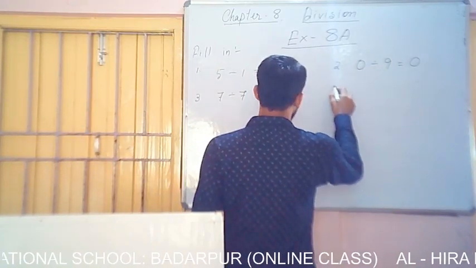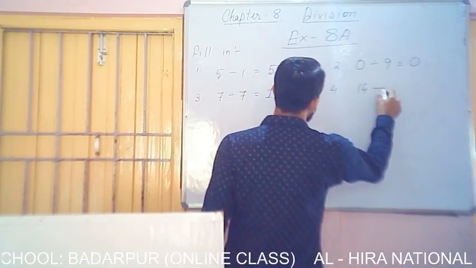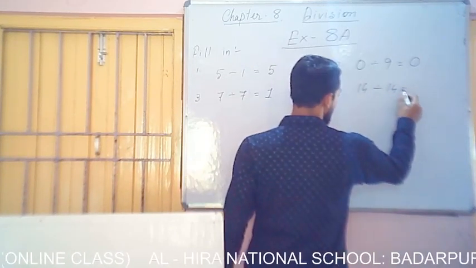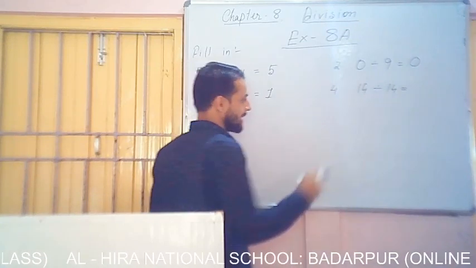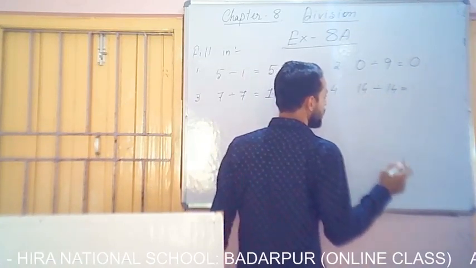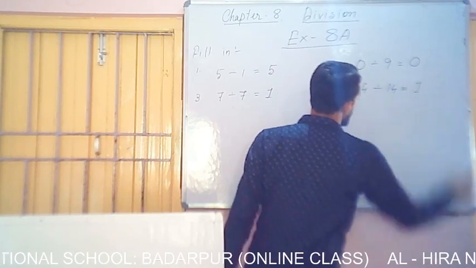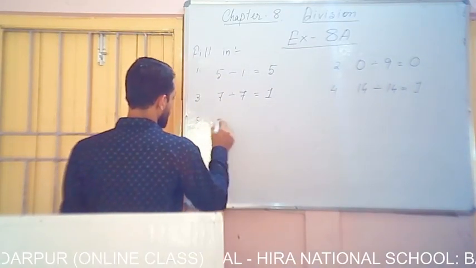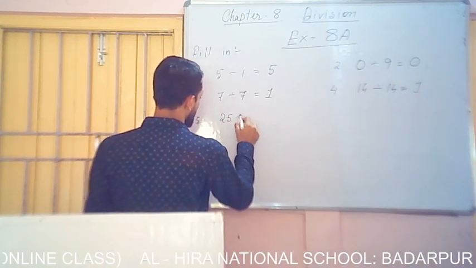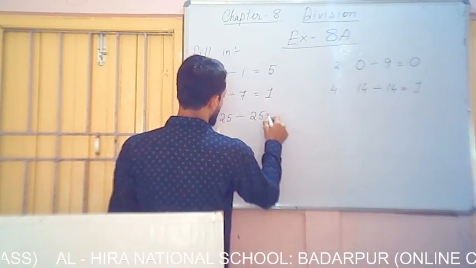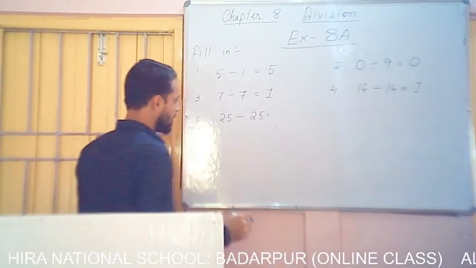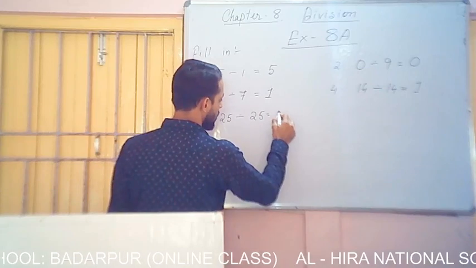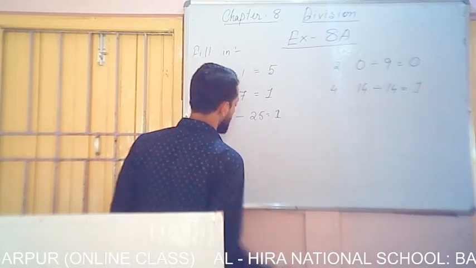Okay. Next question you see. Question number 4, that is 14 divided by 14. Here also both the dividend and the divisor are equal, so that is why the result which we will get after dividing these two numbers will be 1. 14 ones are what? 14. So the next one you see, 25 divided by 25. Here also both the dividend and the divisor are equal. That is why 25 ones are what? 25. So we'll get here 1. Okay.